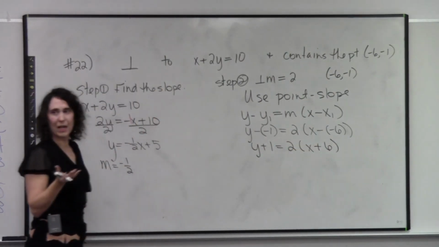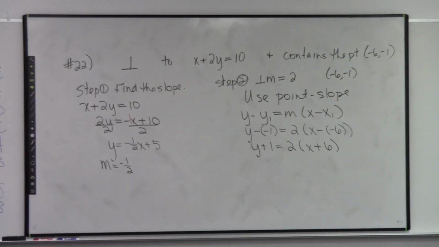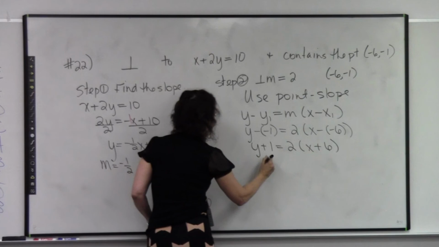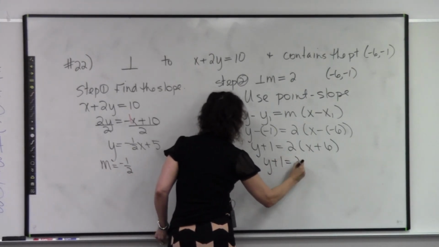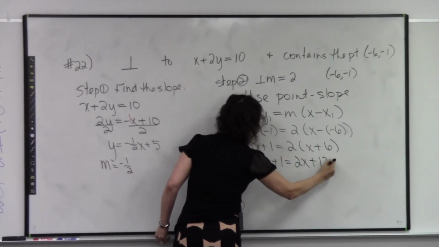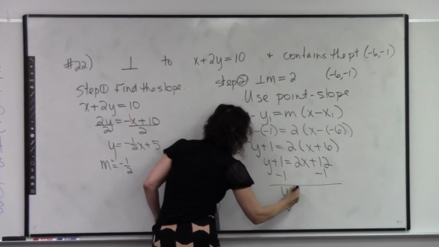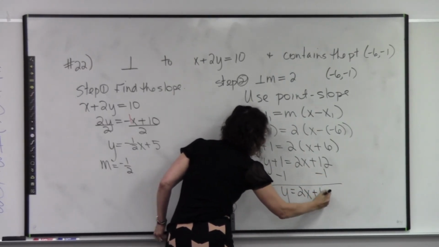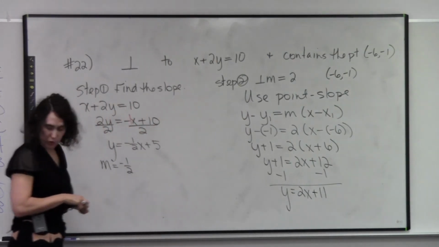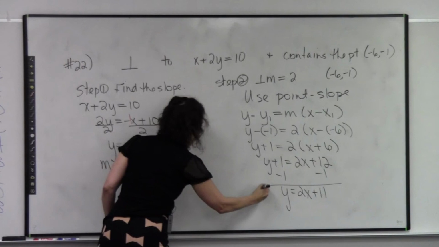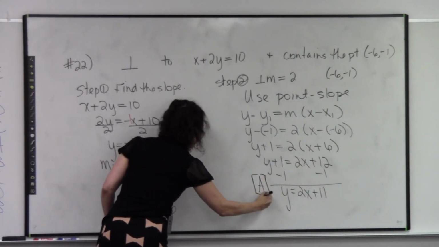All right, so subtracting a negative, same thing as adding a positive. From here, we're going to distribute the 2. And then we need to subtract the 1. So y equals 2x plus 11. So which one should we be picking? A. A as in apple.